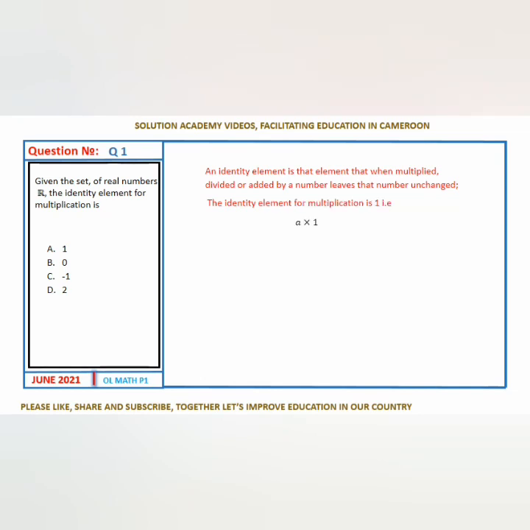Why? Because if we take any number, say a times 1, it will still leave that number unchanged, which is a. Same thing for division. The identity element for division is 1 because if you take any number, say a divided by 1, you will still leave the number unchanged. Also, the identity element for addition is 0. Why? Because if we take any number plus 0, the number will remain unchanged. So to this effect, our answer is A.